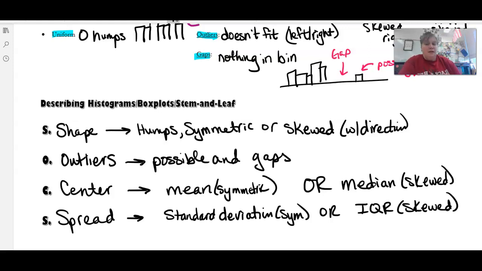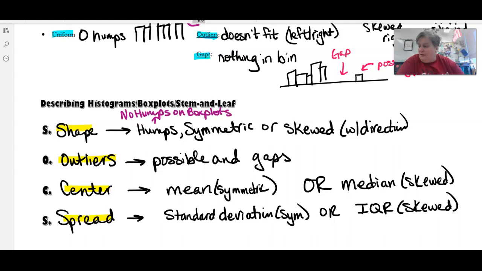Okay? So we have to make sure that we talk about shape, outliers, center, spread. There is one thing that I want to talk about with shape. On box plots, you cannot see humps. You can definitely see whether it's symmetric or skewed and outliers, but you cannot see humps on box plots.